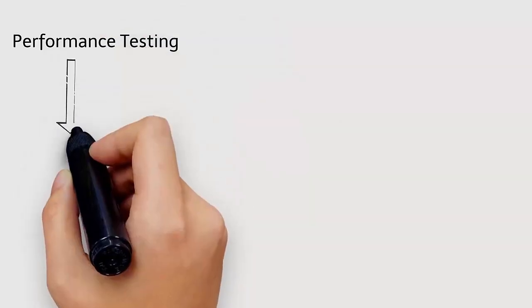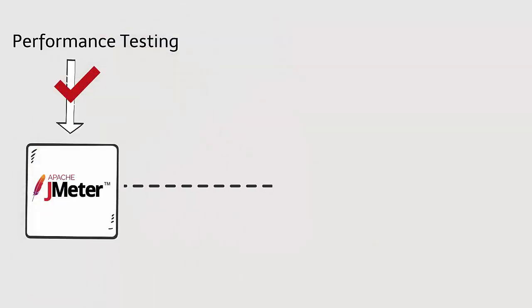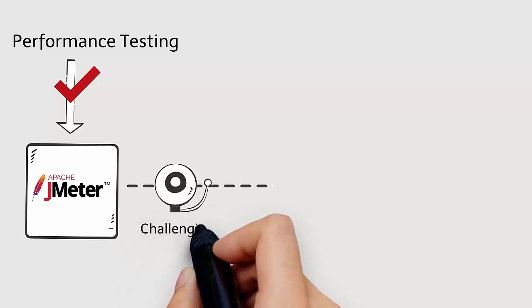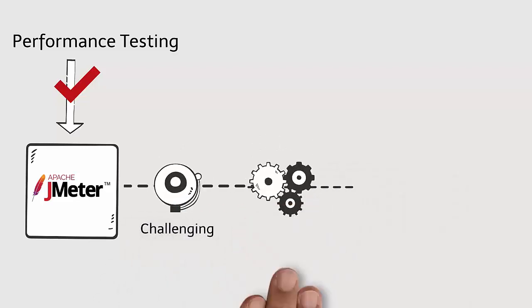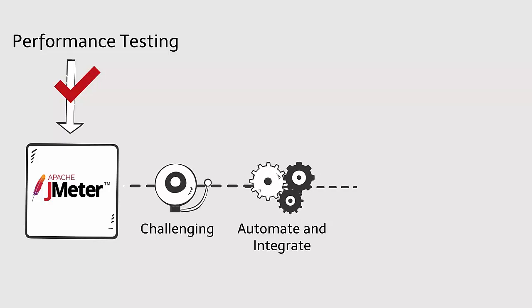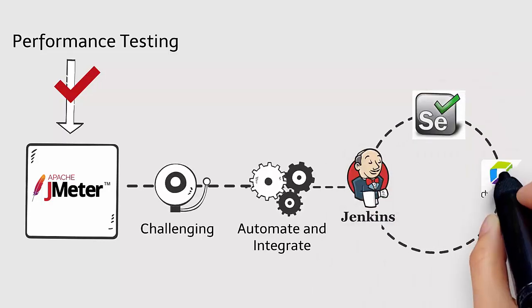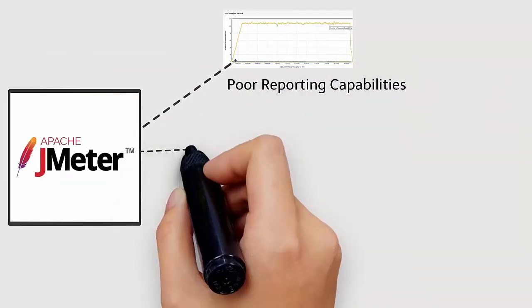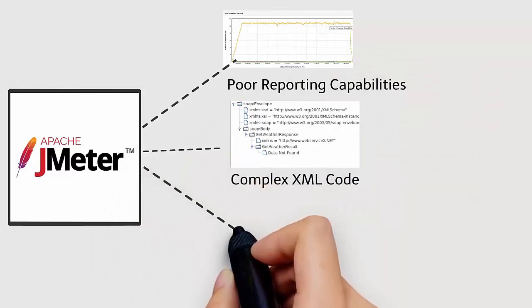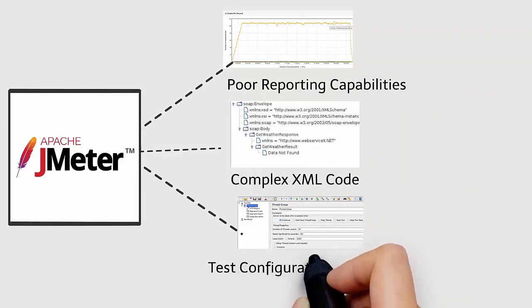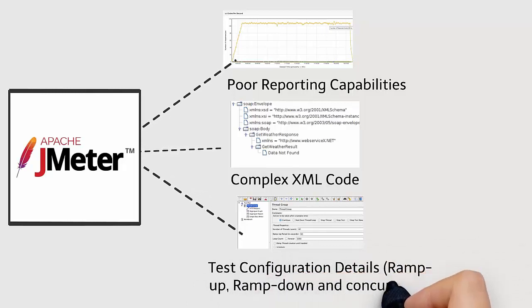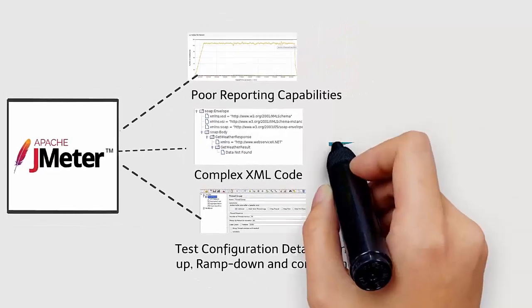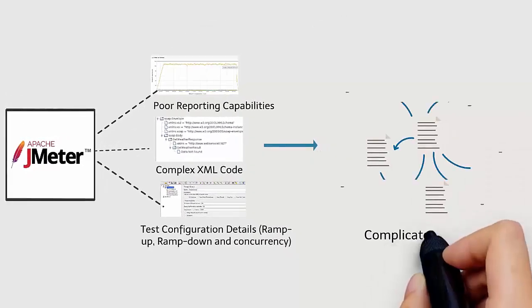When it comes to performance testing, JMeter is an excellent tool, but it is challenging when you try to automate and integrate with other systems such as Jenkins, Selenium, Dynatrace APM, and other performance testing tools. JMeter's limited reporting capabilities, complex XML code, and its indefinite approach to set the test configuration details such as ramp up, ramp down, and concurrency makes the load testing process more complicated.